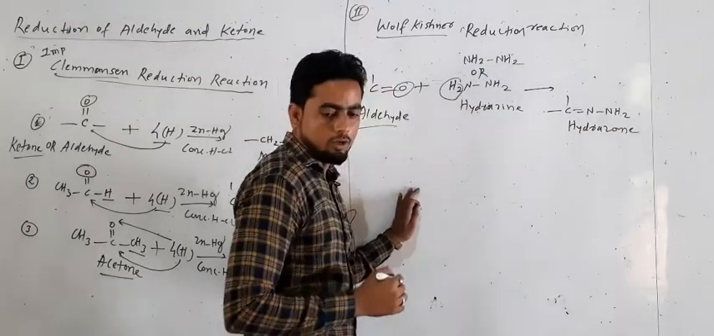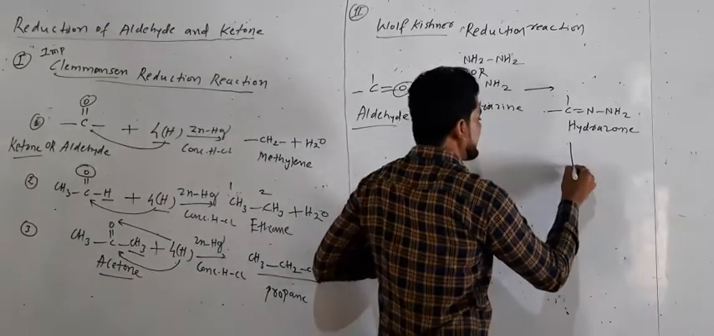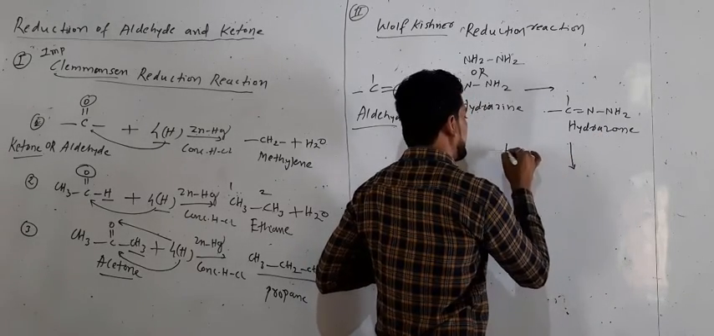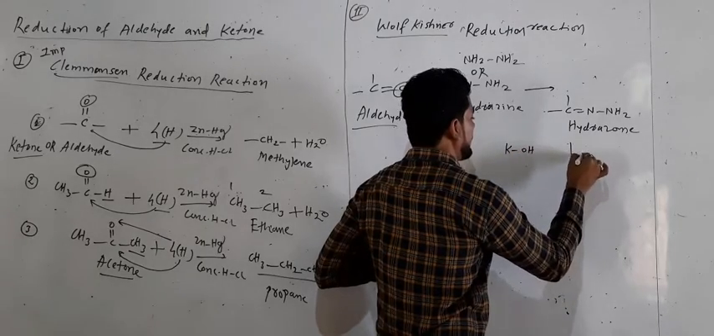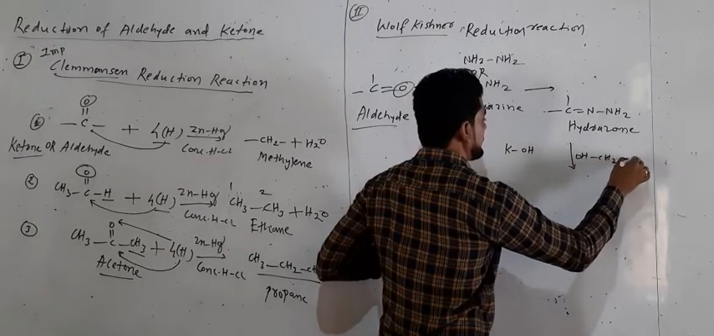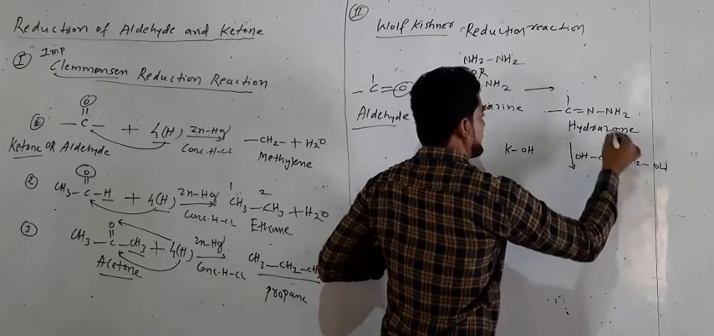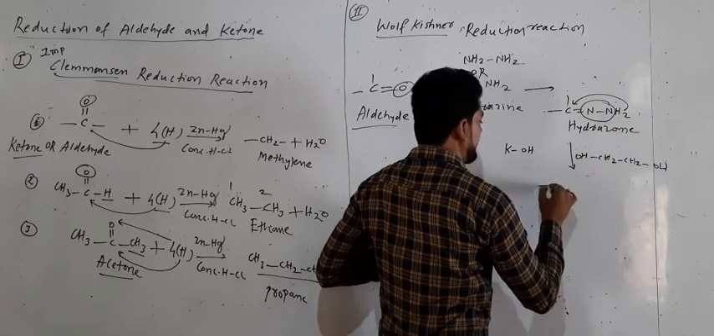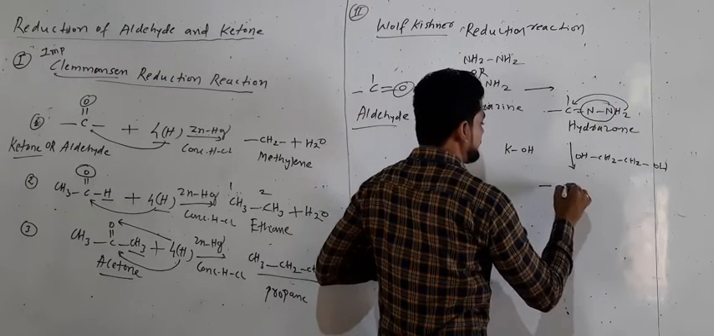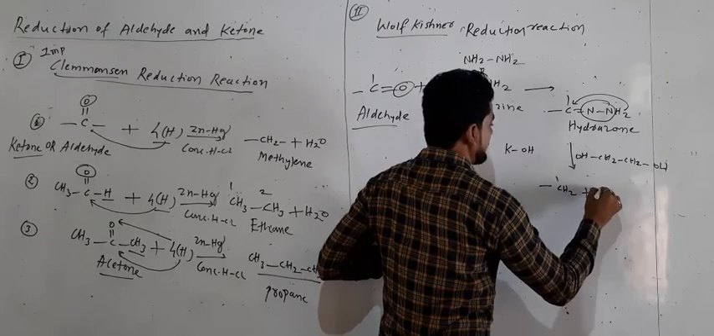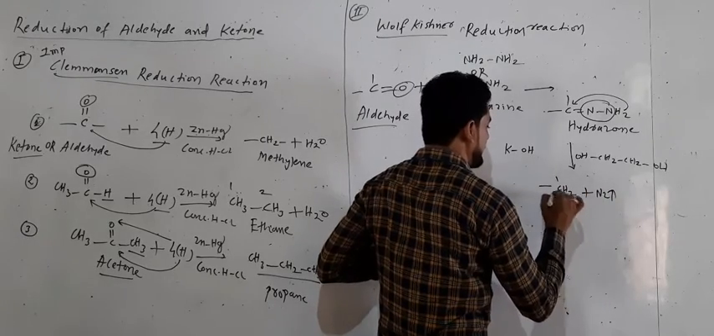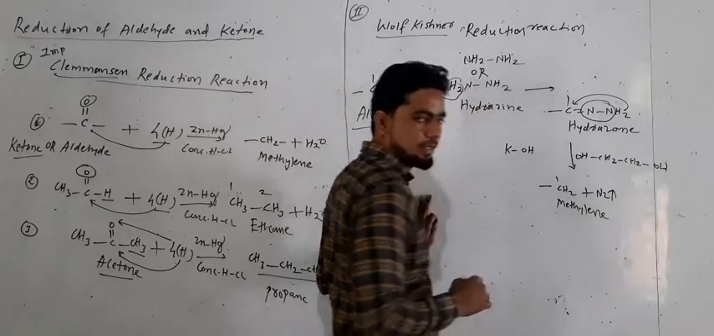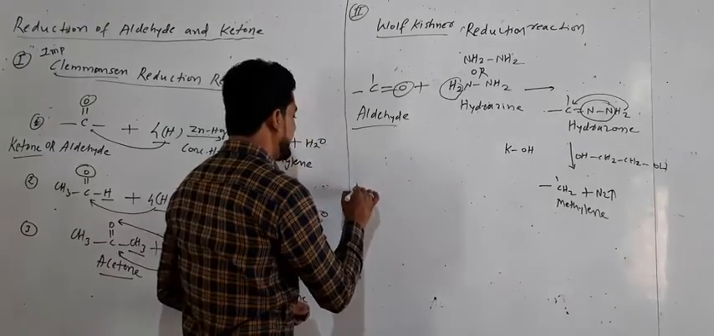Clear? Now this hydrazone further undergoes rearrangement and loss of the N2 molecule, nitrogen gas, in the presence of KOH and ethylene glycol, OH-CH2-CH2-OH. With N2 lost, the remaining H2 is attached to the carbon. So we get CH2, plus N2 gas, called nitrogen gas. This CH2 is called methylene. Clear?